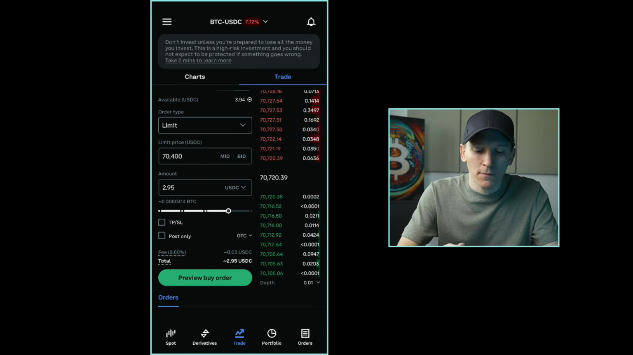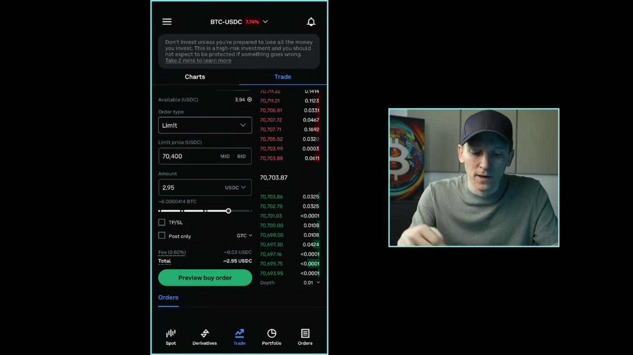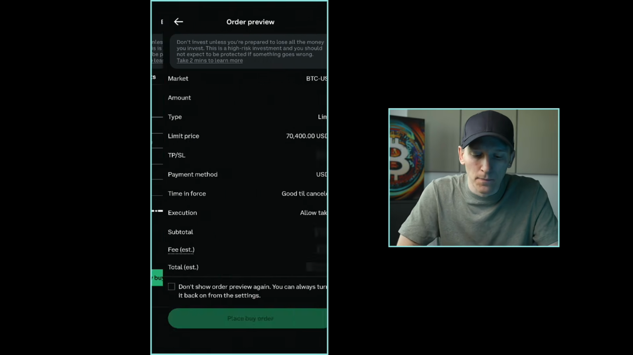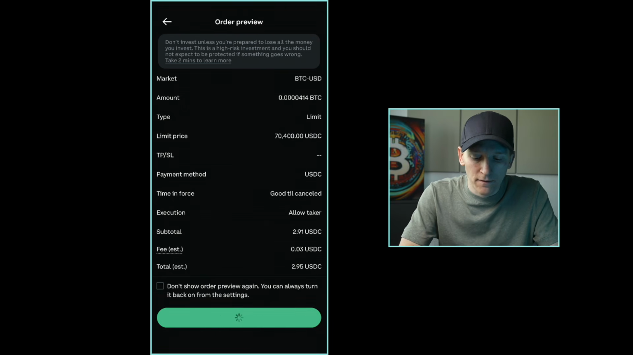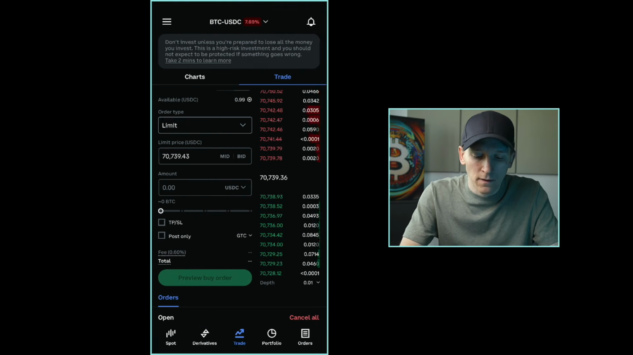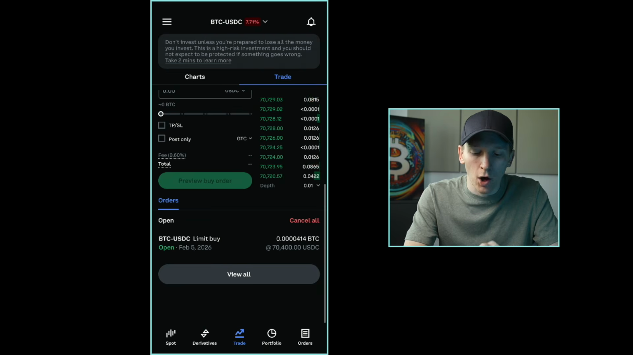My order, because I'm a buyer, will go onto the order book on the right-hand side, along with other buyers down here in green. You can see that my bid price is slightly below them. So I'm not going to trade straight away, but my order will be on the system waiting for a seller to come and for the price to move down to my limit. So I can preview buy order here. I can place the buy order, order submitted, and you should see down here that I have an open order.